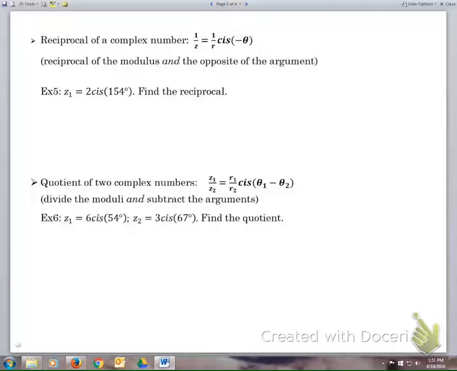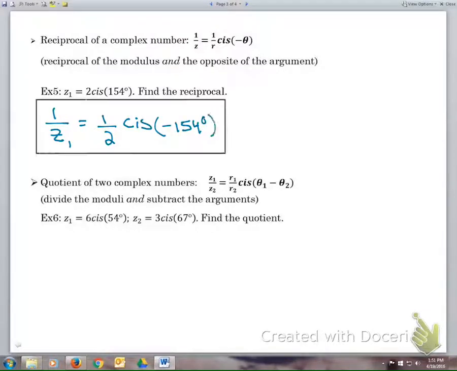All right, let's take a look at reciprocals of complex numbers. The reciprocal of z would be 1 over z. And what you do there is you take 1 over r, and then you take the negative of theta. So the reciprocal of this would just be 1/2 times cis negative 154.